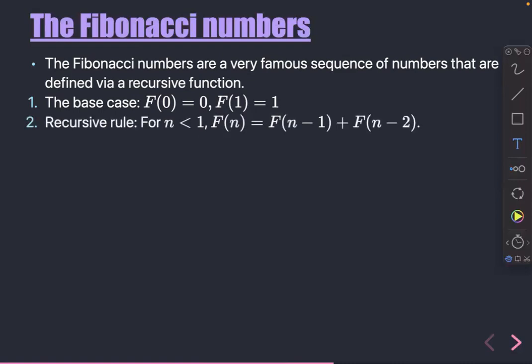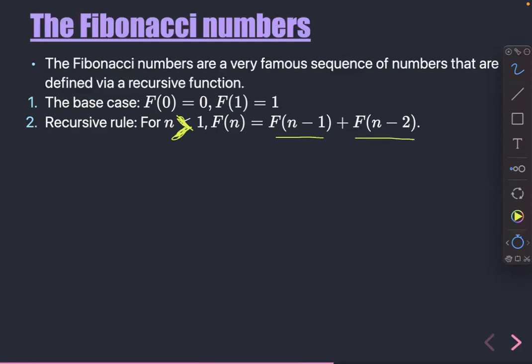Now the recursive rule is that, this should actually be n greater than 1, not n less than 1, so I'm going to fix that. For n greater than 1, the Fibonacci f of n is basically just the sum of the two previous numbers.